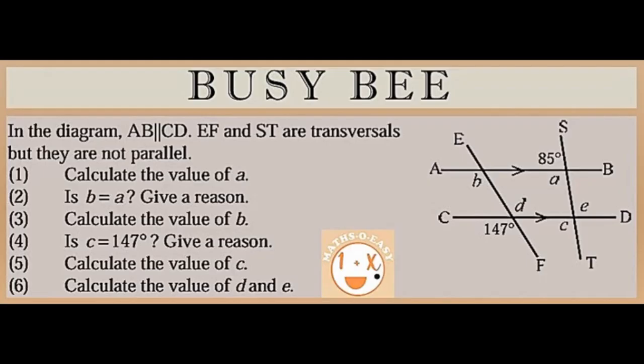We also have a special inclusion, which we call the busy bee. Look at that picture. How many angles do you have to solve that one? Are you going to depend on only one property, or will you need to know all your properties to solve this one?